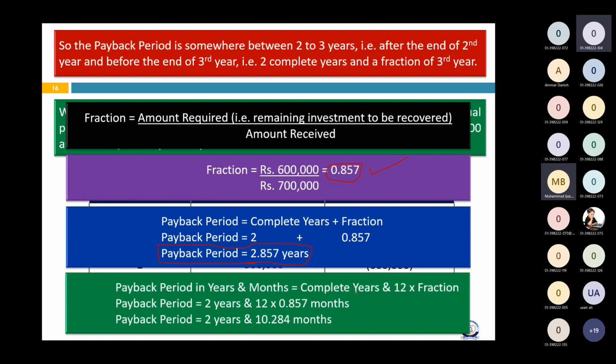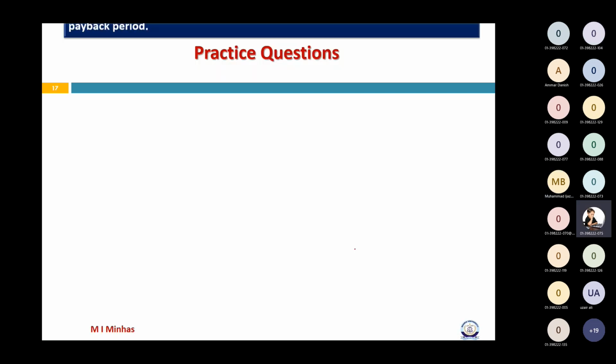And how to calculate months? Obviously, 0.857 multiplied by 12 will give you months, 10.284 months. And if I need to calculate days, I would say 2 years, 10 months, and 0.284 multiplied by 30, correct? Yes, sir.